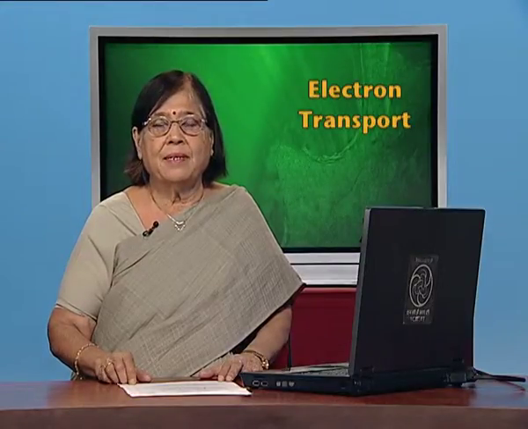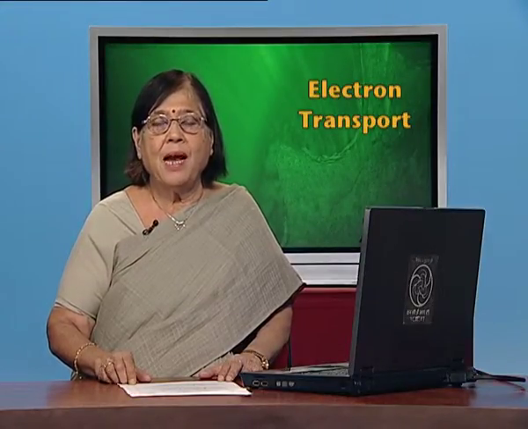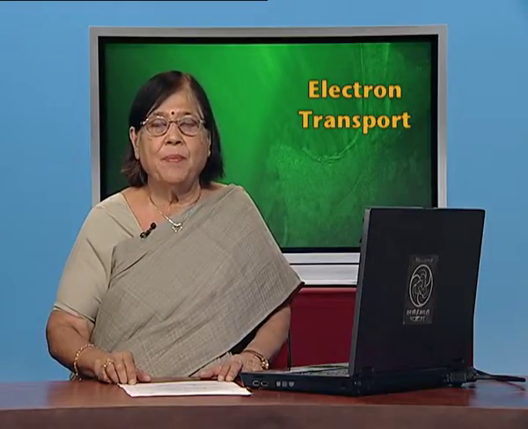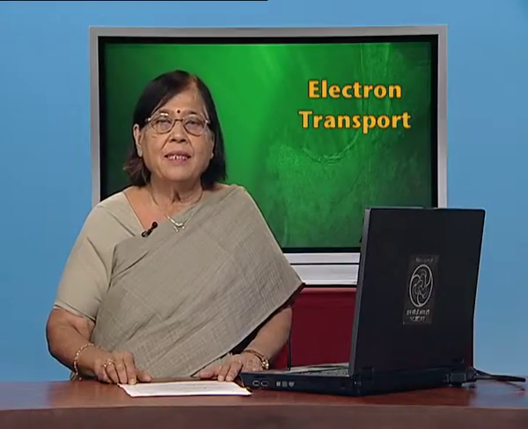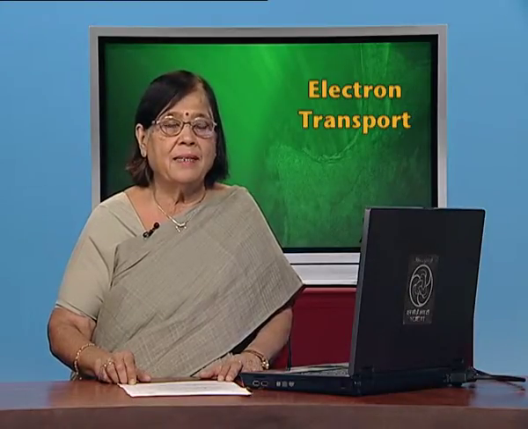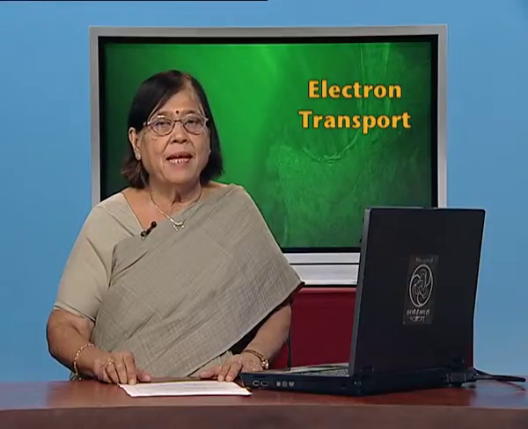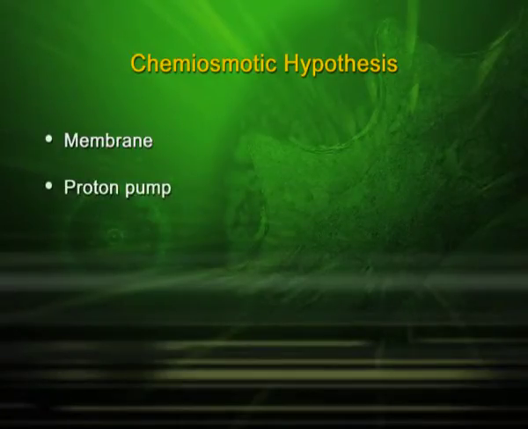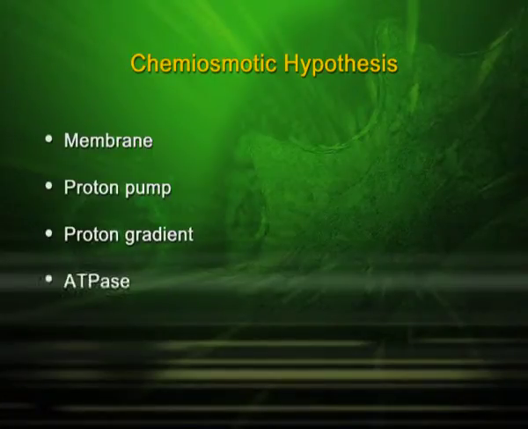The chemiosmotic hypothesis: what it is about and how it works. We know that the final aim is to produce ATP and of course oxygen. Let us now discuss and study in this slide how this is taking place, and then I will explain further. This is happening in the thylakoid. So, the thylakoid membrane is involved, the proton pump is involved, the proton gradient is involved, and of course the enzyme ATPase is involved, which will convert ADP to ATP.